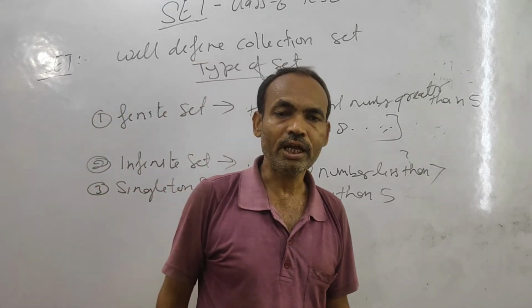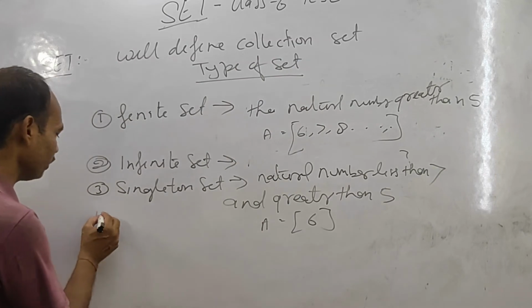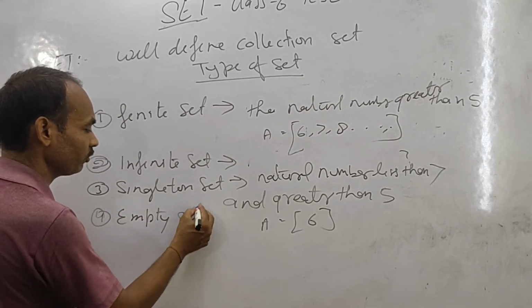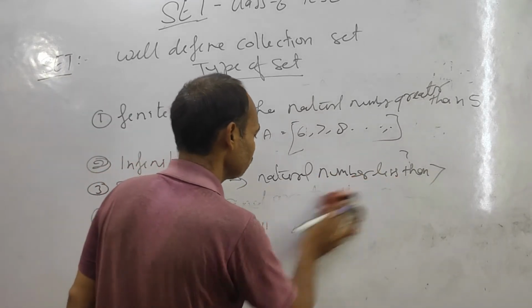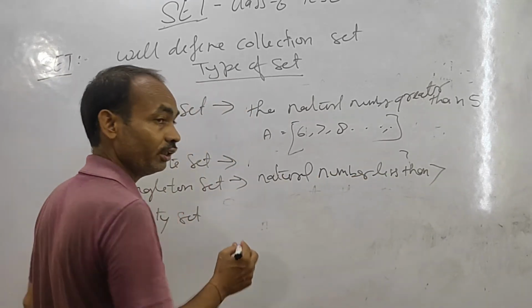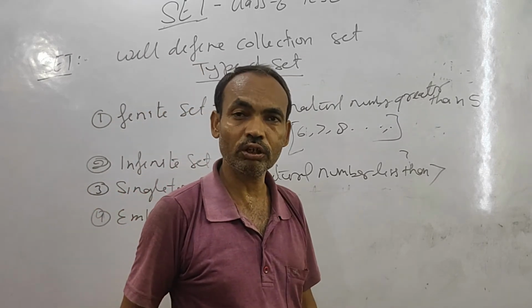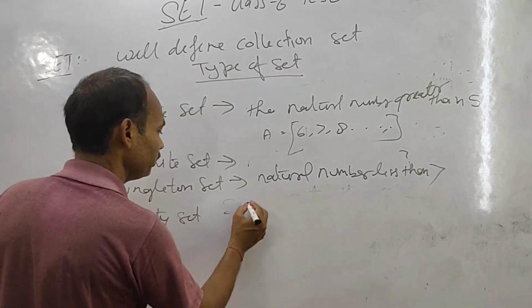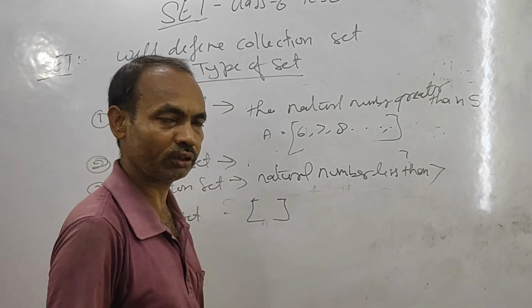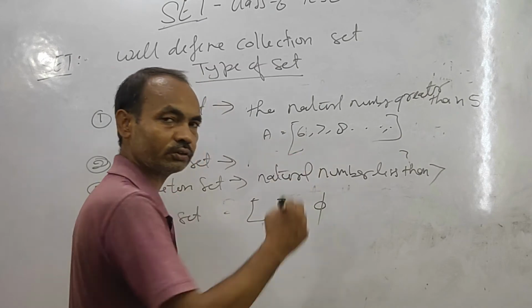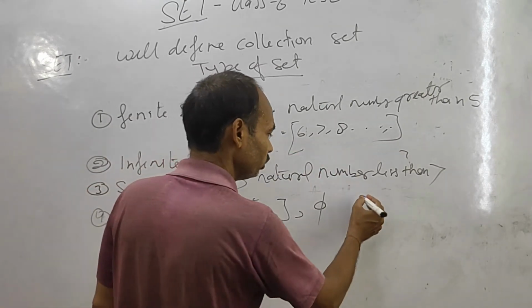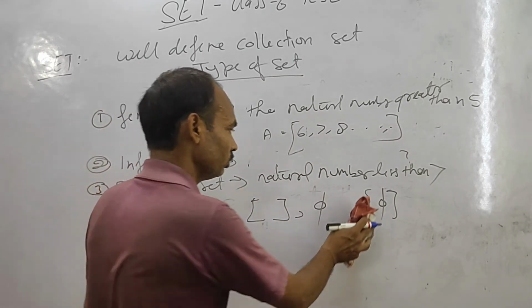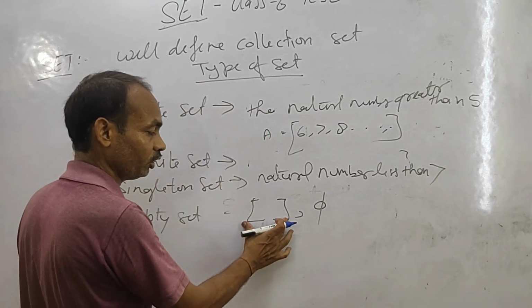And the empty set. An empty set is a set in which there is no element. For example, natural numbers less than 1. You know there is no element, so it is known as the empty set. It is also written as { }. But you could not write {0}, this is not an empty set. The empty set can be demonstrated by this or this.